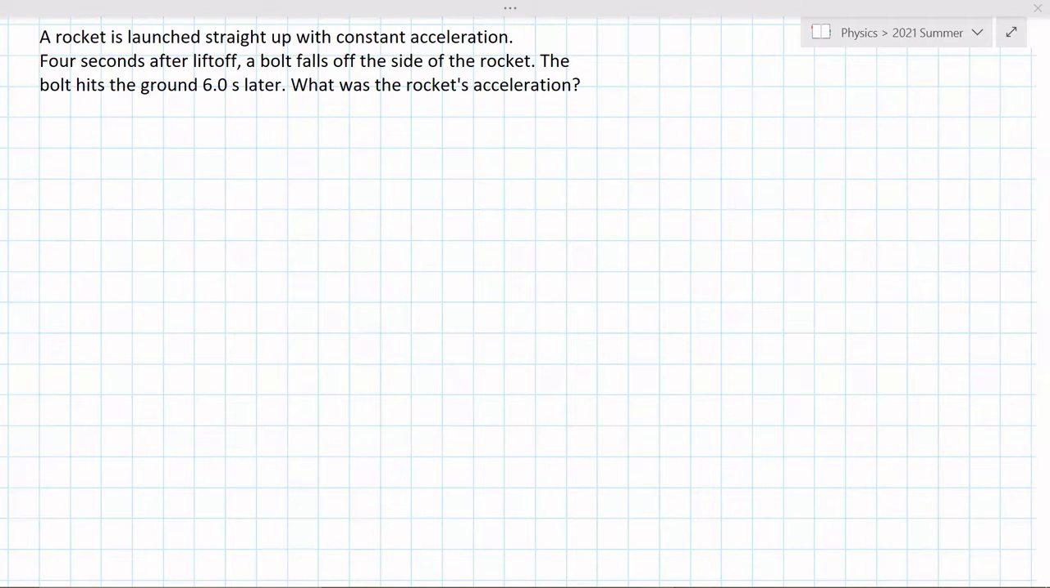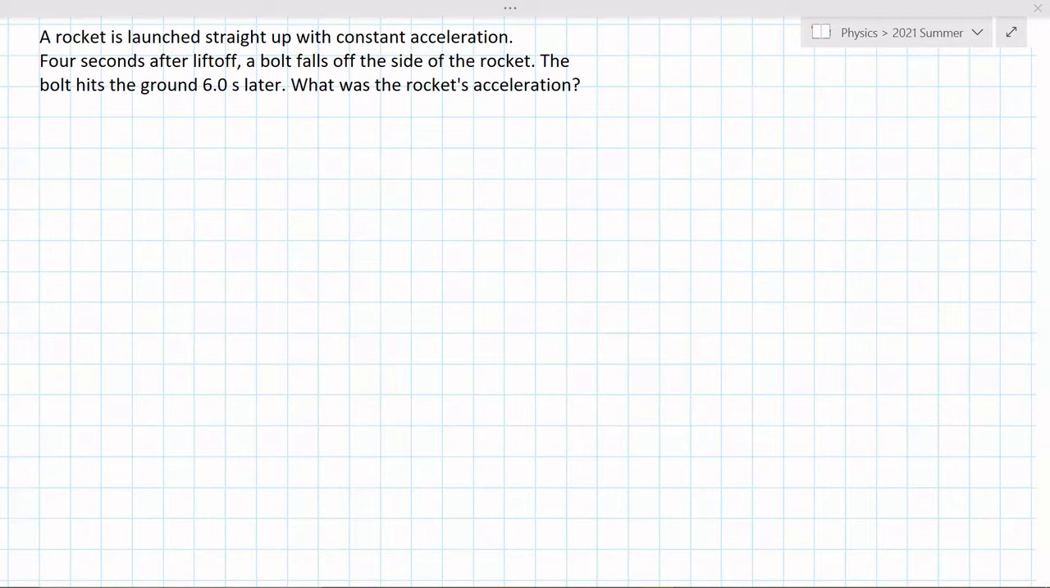4 seconds after liftoff, a bolt falls off the side of the rocket. The bolt hits the ground 6 seconds later. What was the rocket's acceleration? So if you look at the problem, there are no details about the rocket. And all we can see is that the rocket is providing the constant acceleration for the first 4 seconds, and then the bolt falls off.